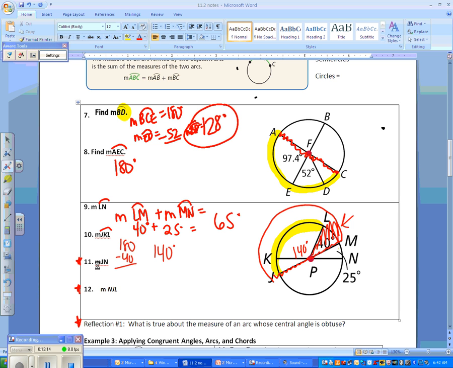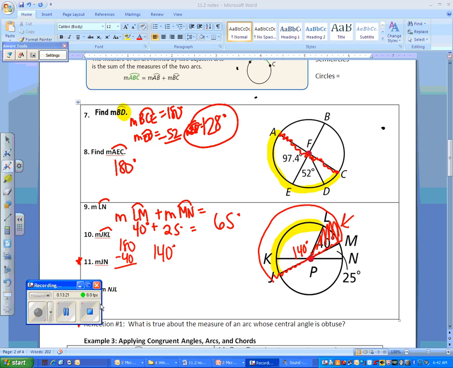Okay, so your last thing you're going to do is 11, 12, and reflection number 1, and we're done with arcs and chords and minor arcs and major arcs for today.